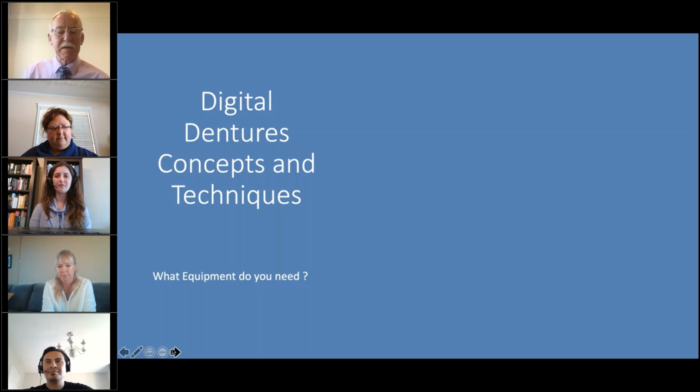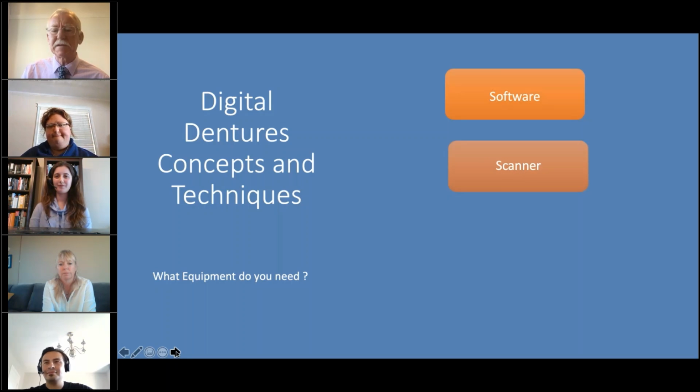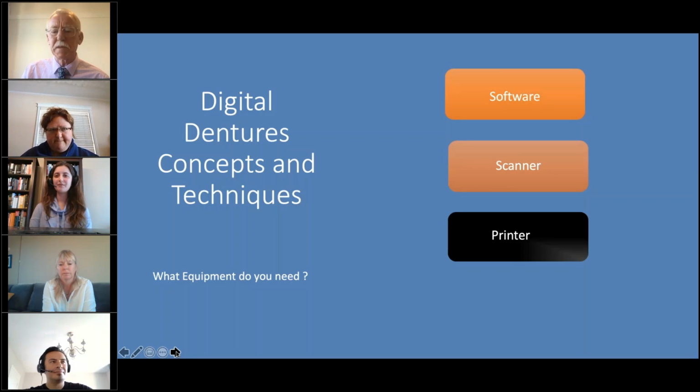So let's get the basics. What equipment do you need? You need some software, and you need a scanner. You need a printer, you need a mill. You don't need all those things straight off. All you basically need is some software and a scanner.